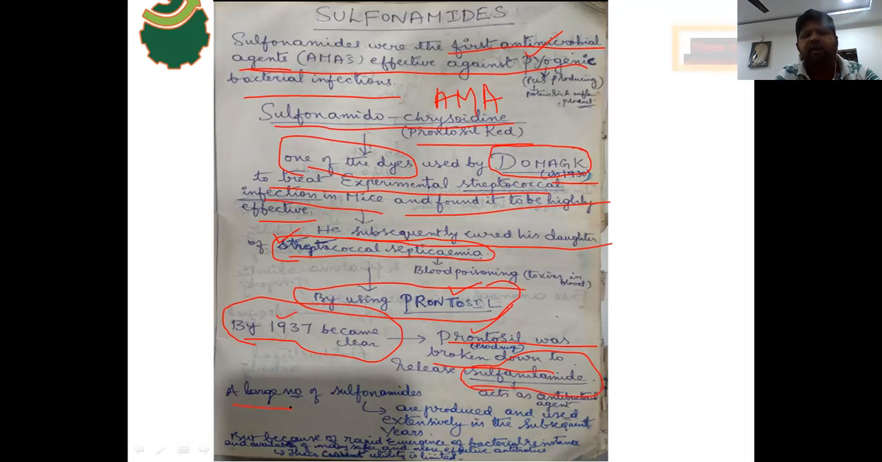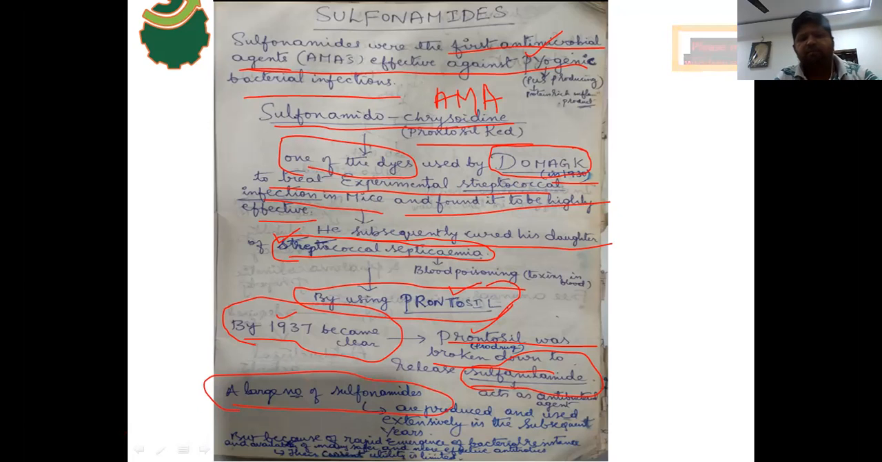Okay, then what happened? A large number of sulfonamides or sulfa drugs which we are using are produced using sulfanilamide. Sulfanilamide is used as a standard drug, and a large number of derivatives of sulfanilamide, which we call sulfonamides, have been produced and used extensively in subsequent years.